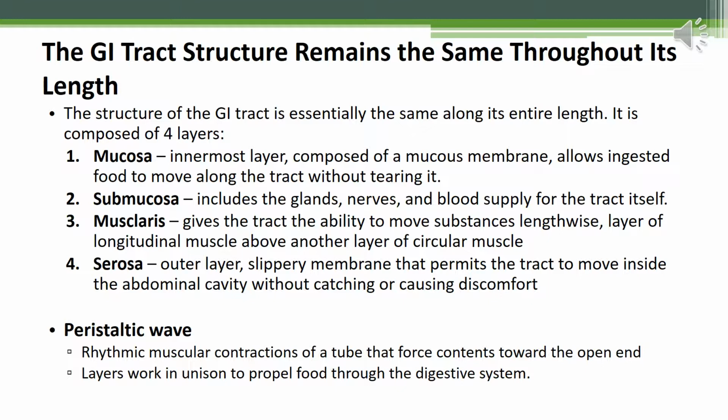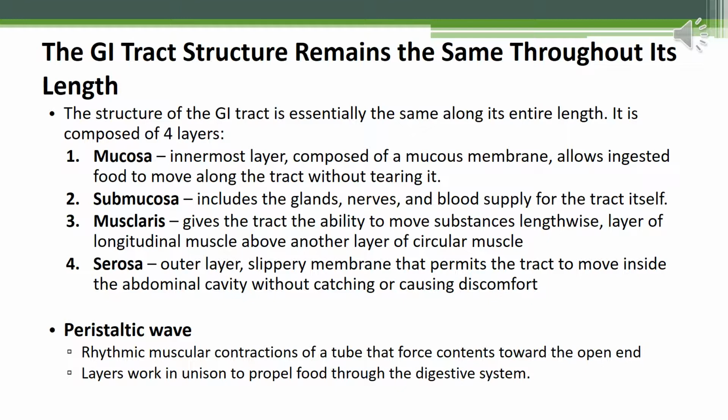There's the muscularis, which is the muscular layer of the tract which gives it the ability to move substances lengthwise along the tube, and this is composed of a layer of longitudinal muscle, which is arranged lengthwise, and this layer is above another layer of circular muscle which helps to squeeze the ingested substance through the digestive system.